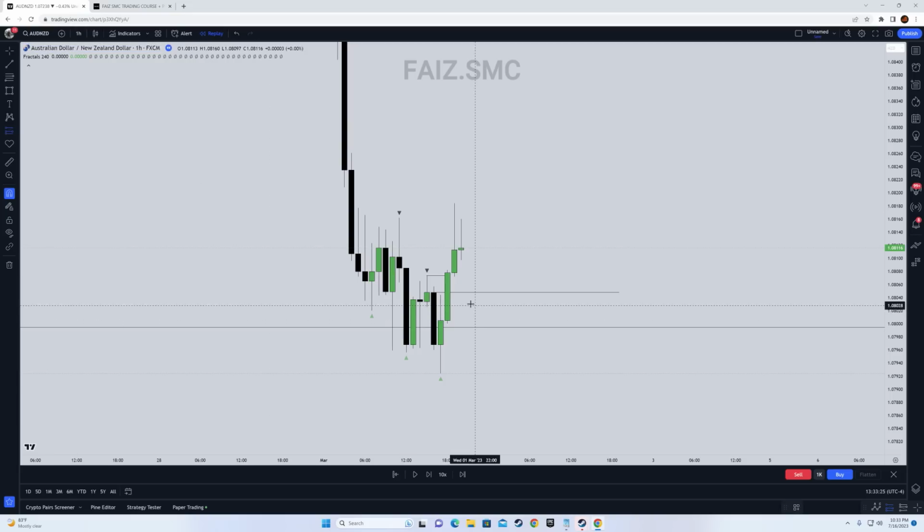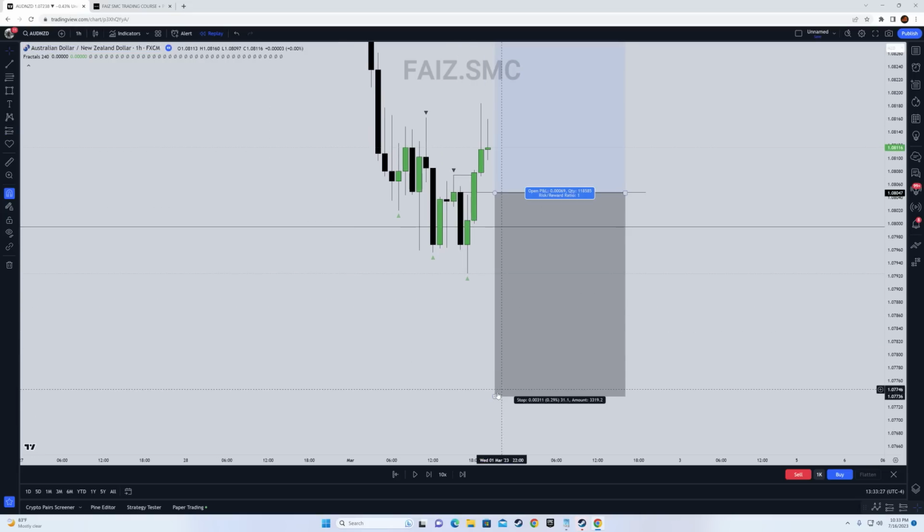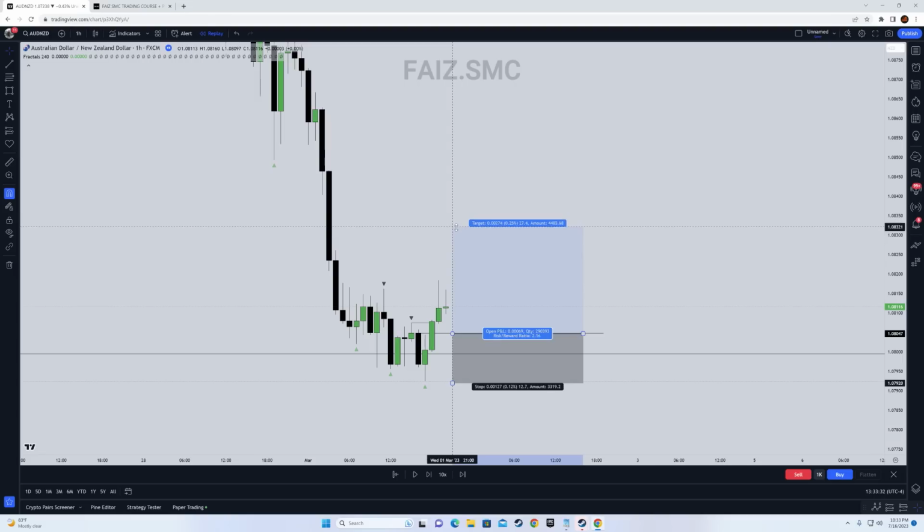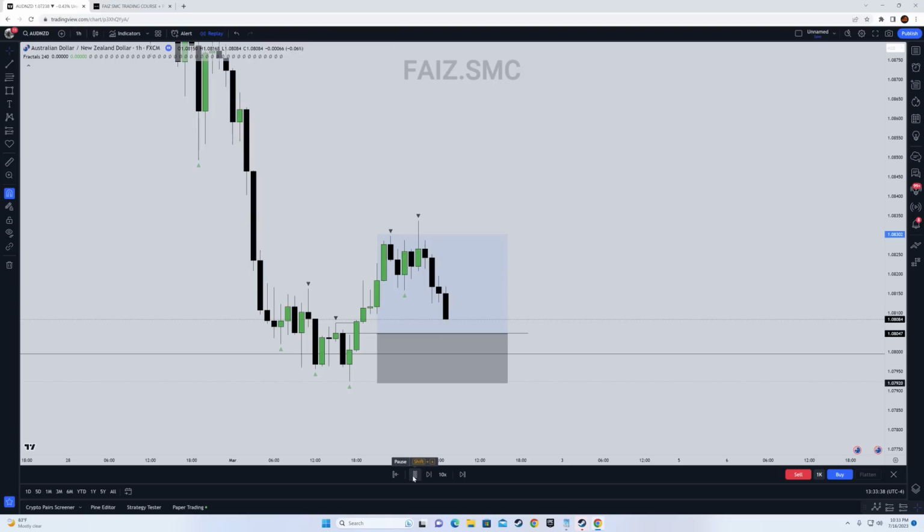We are simply going to take a long position from this order block, right? And our stop goes right below this low. And we are only looking to target 1 to 2 risk to reward. You can go for 1 to 3, but it is really up to you. So let's see how this plays out.